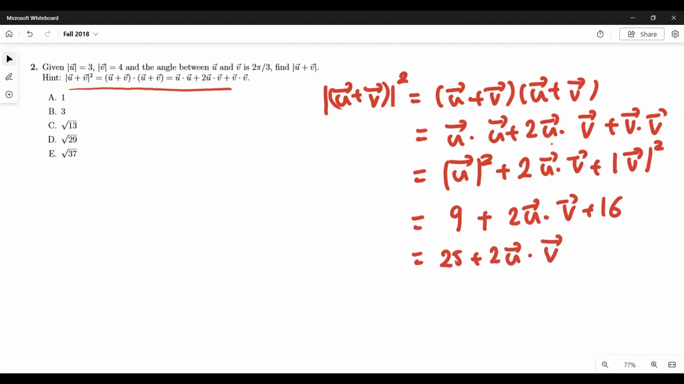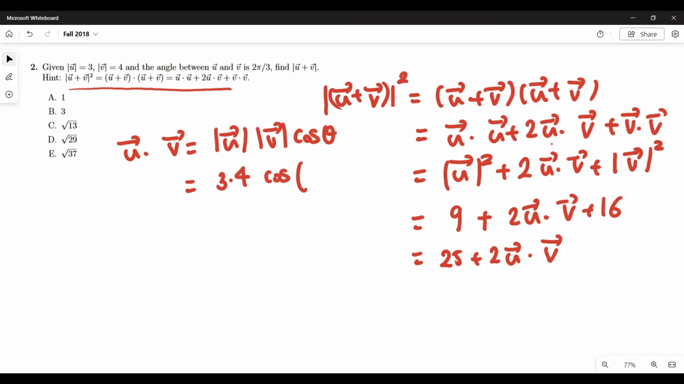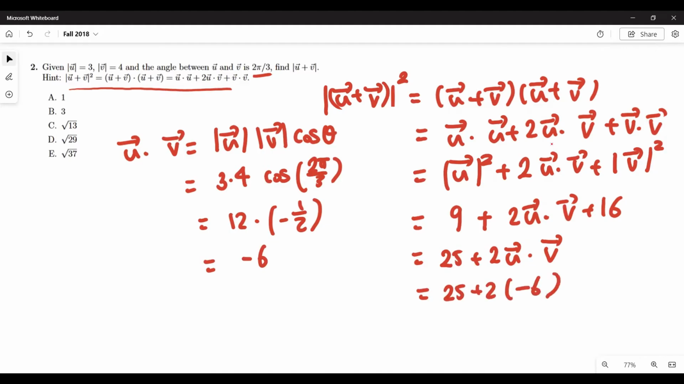If you want to find u dot v, u dot v is equal to the magnitude of u, the magnitude of v, and cosine theta. We know the magnitude of u is 3, the magnitude of v is 4, and we are given theta is 2 pi over 3. This gives you 12 times negative 1 over 2, which gives you negative 6. Let's plug it in. So 25 plus 2 times negative 6 gives you 13. But we want to find the value without the square. So the magnitude of u plus v is the square root of 13. So the answer is C.